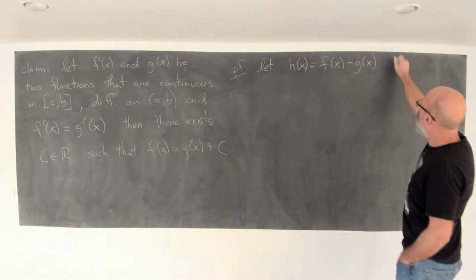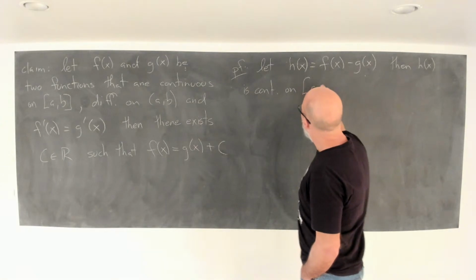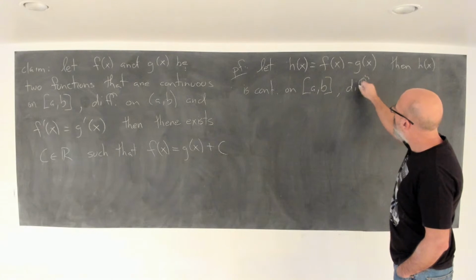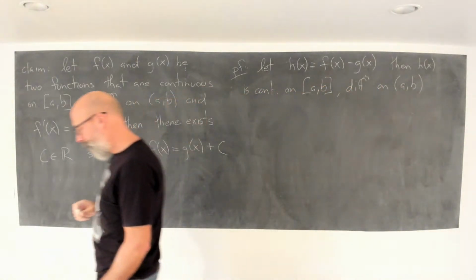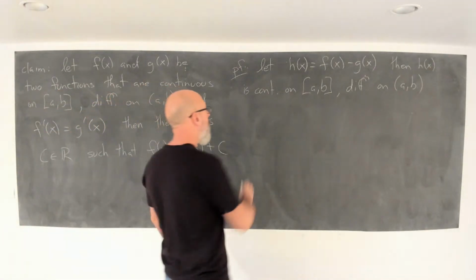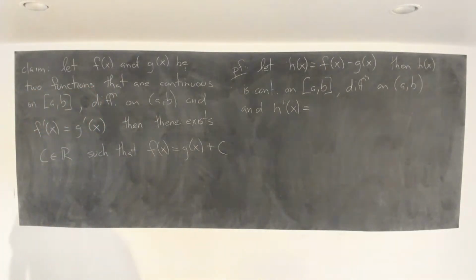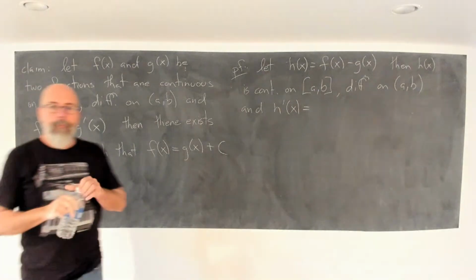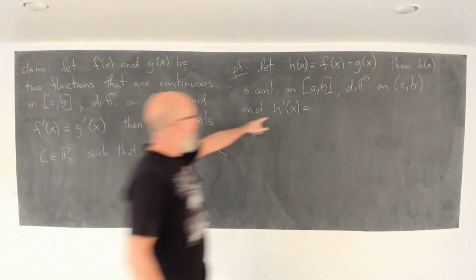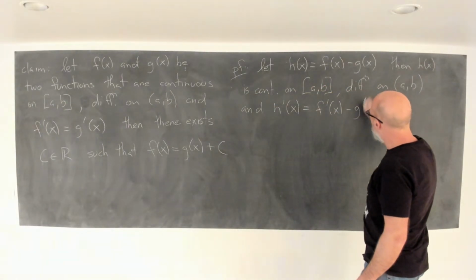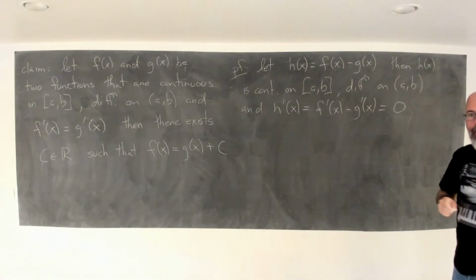So if we define this function, then h of x is continuous on the closed and bounded interval, differentiable on the open interval, right? Because both f and g are. And what's the derivative? What's the derivative of h? Right, Shamir? Thank you. The derivative of h is the derivative of f minus the derivative of g. But the derivatives are equal. So this is 0.